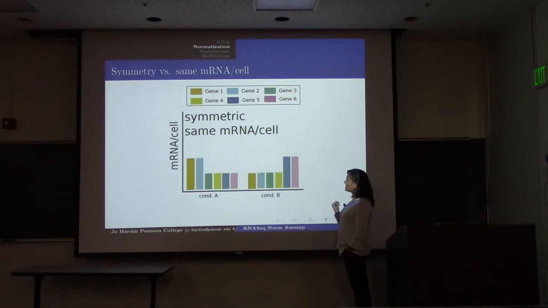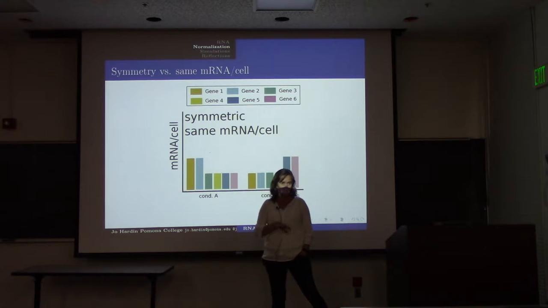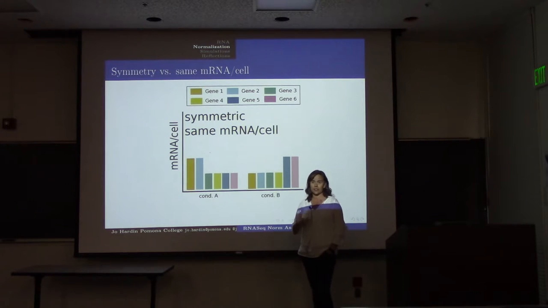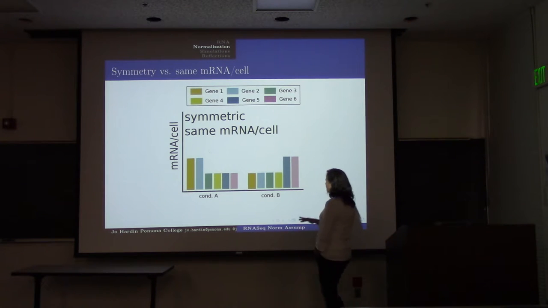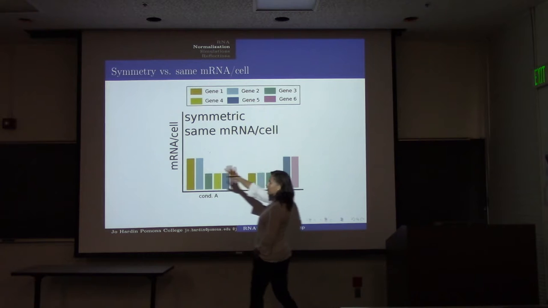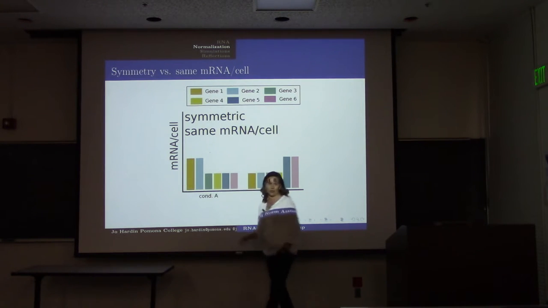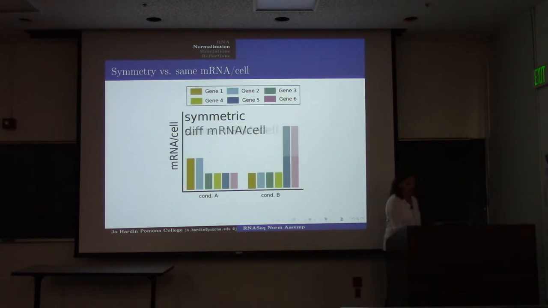OK, so this is symmetry because out of all the differentially expressed genes, half of them are upregulated and half of them are downregulated. That's the symmetry part, the proportion that are upregulated and the proportion downregulated. And they have the same mRNA per cell, right? Because here what we're measuring on these plots is mRNA per cell. Okay, picture one, that one's lovely.